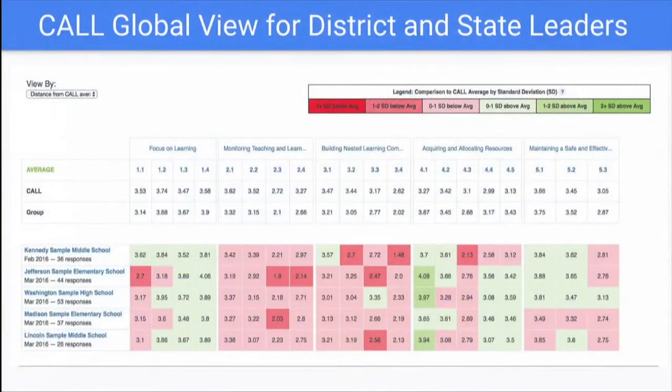how this would be a useful tool for district level leaders who are supervising multiple schools, multiple principals, school improvement people, state level Title I people who are working with multiple schools. This is a function that's in the dashboard, so when you're playing around later, you can take a look and see how to do that.